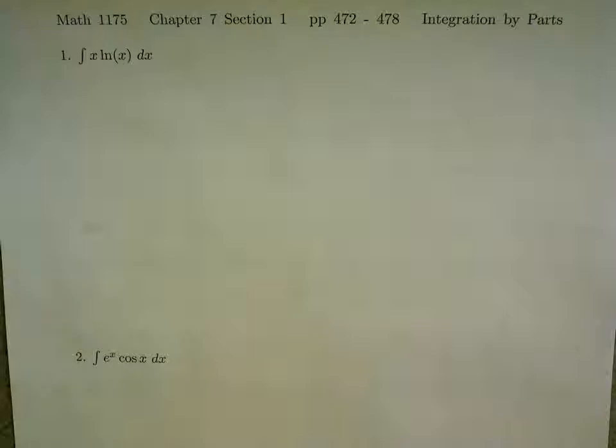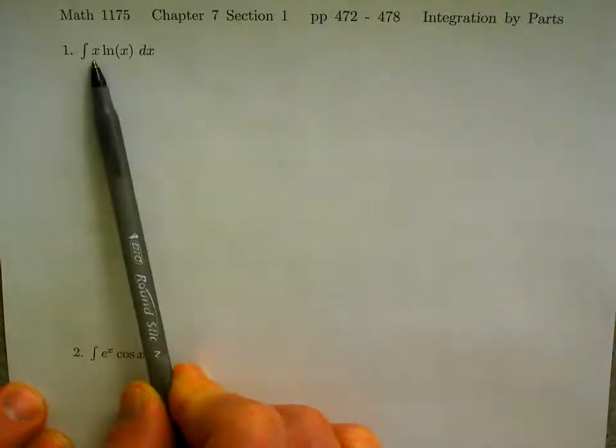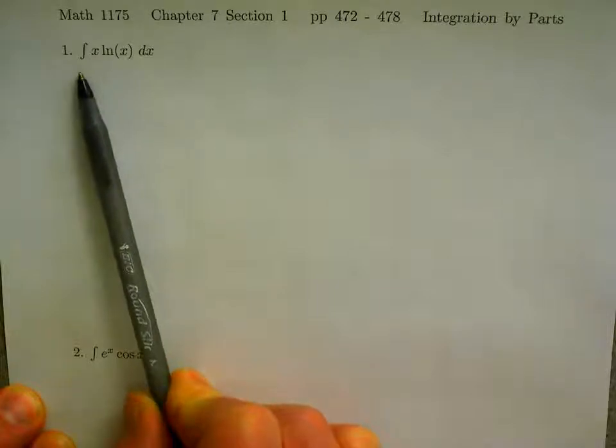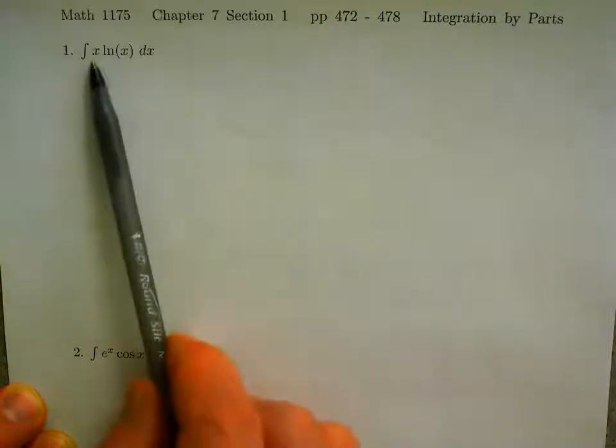So you might wrestle in your mind, like, which one should I choose to be which? Well, let's just look at them. If we pick u equals x, then du is just dx, because the derivative of x with respect to x is 1. So that makes it simpler.